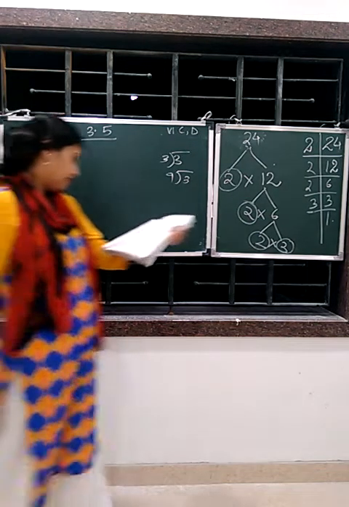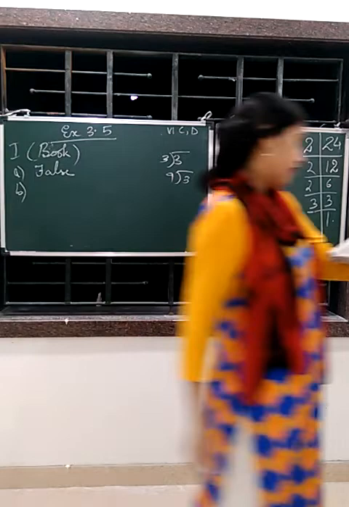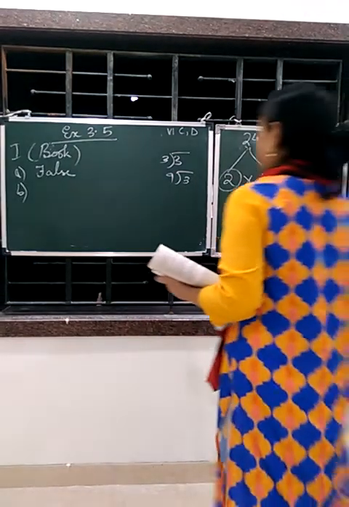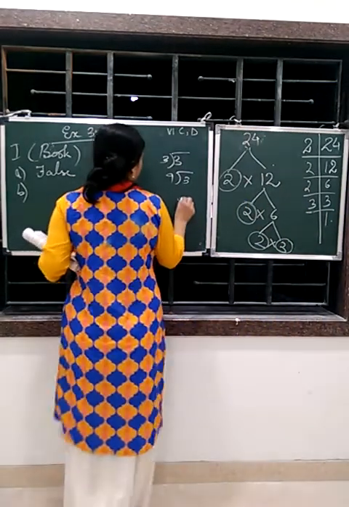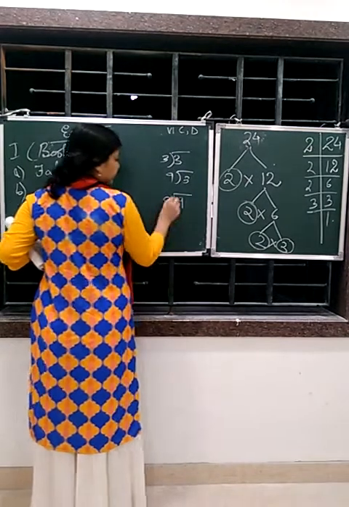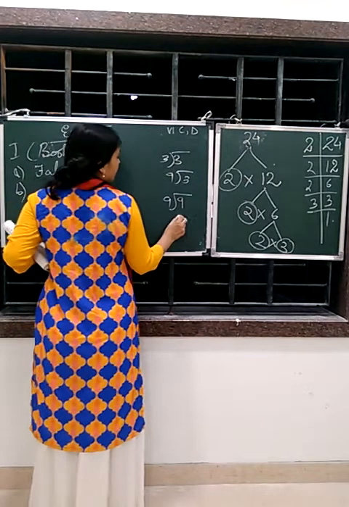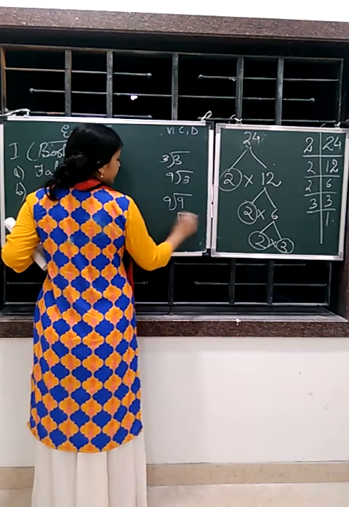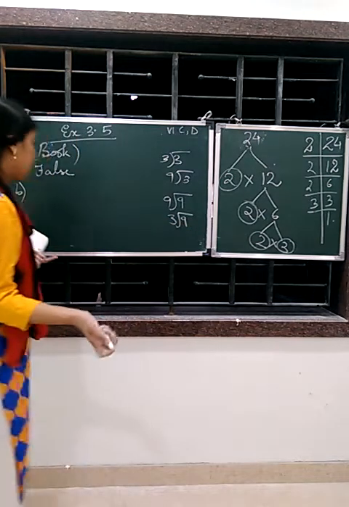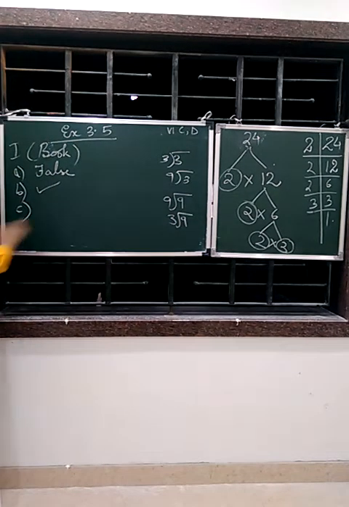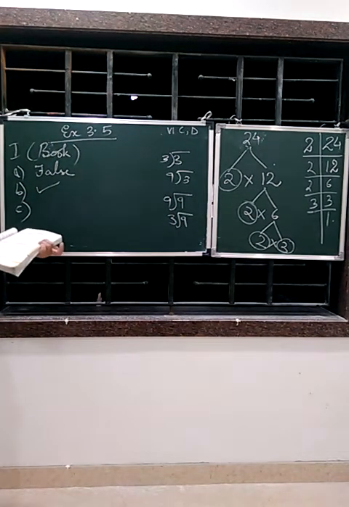Then going to be, if a number is divisible by 9, it should be divisible by 3. If a number is divisible by 9, 9 is divisible by 9? Yes. 9 is divisible by 3? Yes, 3 3s are 9. So answer is what? True. Please mark in book.